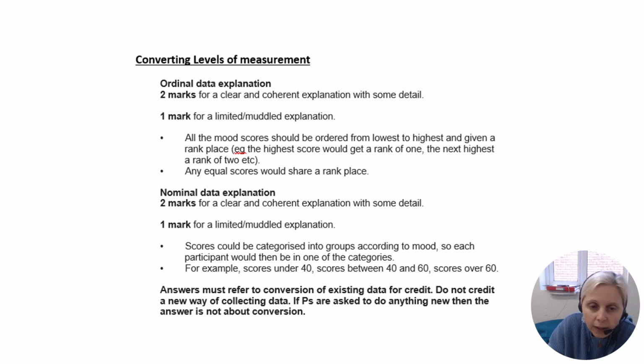And what they're saying here is that to convert interval data into ordinal data, you order it, so you rank the data, and then you give a rank place to every score, and the equal scores would share a rank place. And nominal data, you would just get the scores into categories, and you could say either under 40, between 40 and 60, or simply high, medium, and low. So you see, you're making it into categories rather than numbers. So you can convert interval into ordinal, ordinal into nominal, but you can't convert nominal into interval. You'd have to use a new measurement.